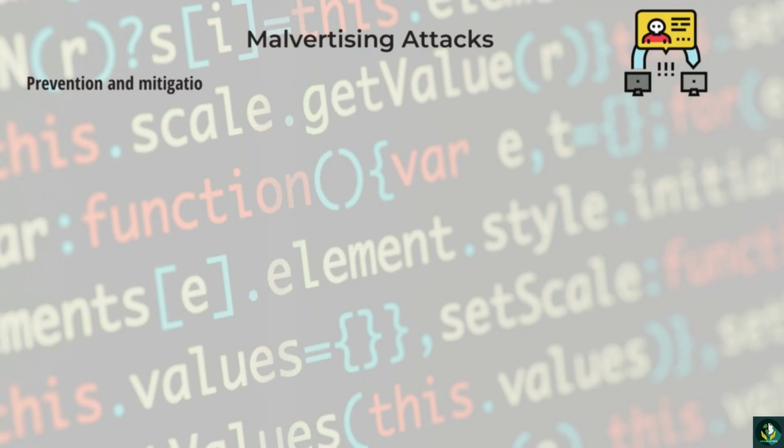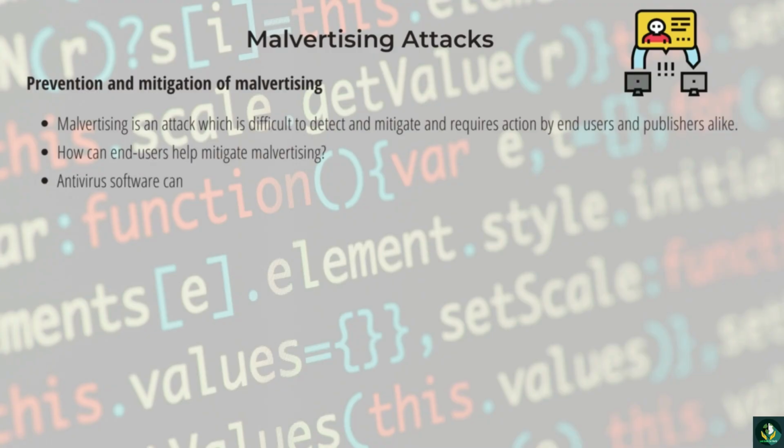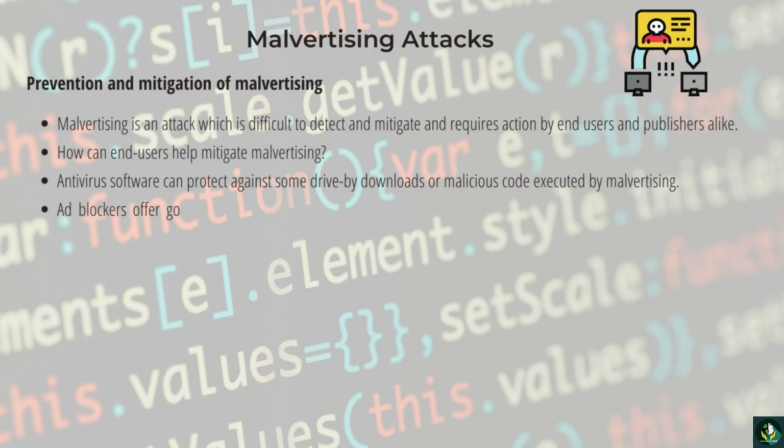Prevention and mitigation of malvertising. Malvertising is an attack which is difficult to detect and mitigate and requires action by end users and publishers alike. How can end users help mitigate malvertising? Antivirus software can protect against some drive-by downloads or malicious code executed by malvertising.